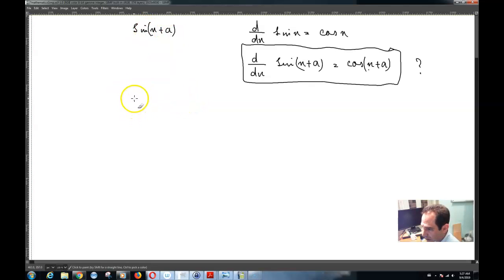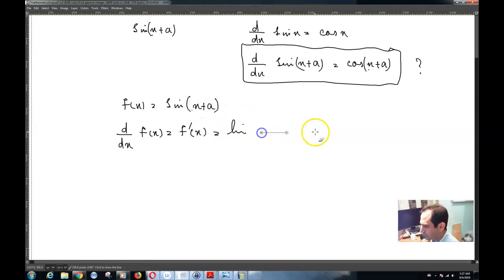So if your f of x is equal to the sine of x plus a, then based on the first principle, d by dx of f of x, which is equal to f prime of x, is equal to the limit of f of x plus h minus f of x over h as h tends to 0. That we already understand.